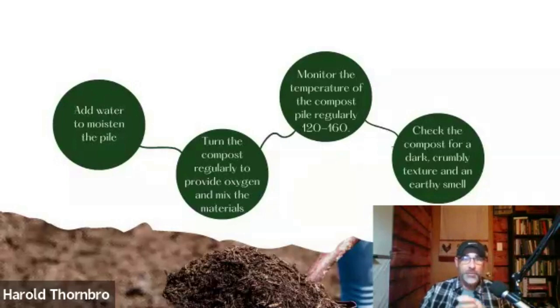Check the compost for a dark, crumbly texture and an earthy smell, because that's when it's finishing. That's when you're getting finished compost. If you look at the picture down below, these little circles here, that's kind of what finished compost looks like. Now you can sift that and get the larger pieces out of it and even put those in longer, but that's something like what it would look like.